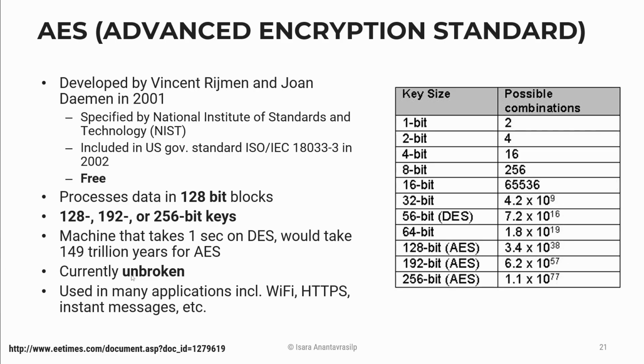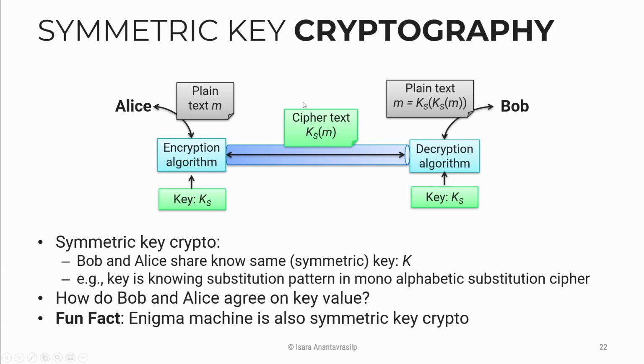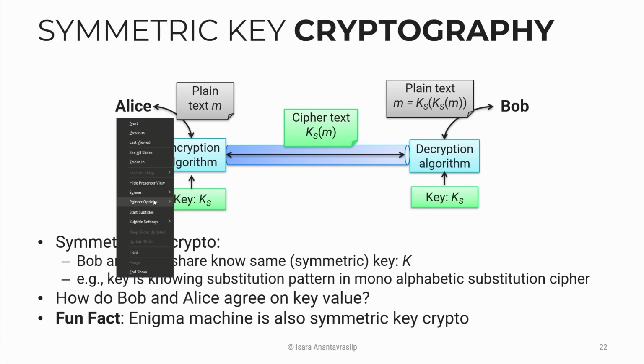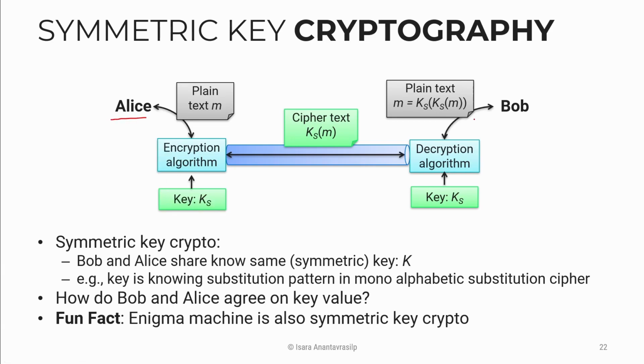But before we go there, let's summarize the elements of symmetric crypto first. We have Alice, who wants to send information to Bob, and we call that information plaintext, denoted by M here.